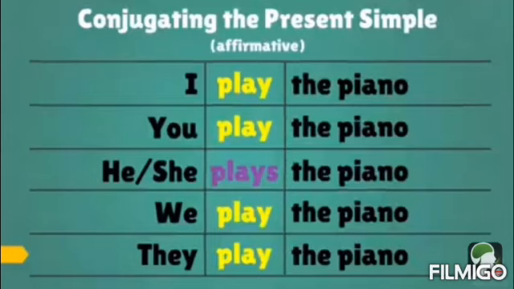Now let's take a look at this table. Wrap it up in this table. I play the piano, you play the piano. He plays the piano, she plays the piano. We play the piano, they play the piano. Conjugating the simple sentences. Now rejoining the sentences over here, we have done this example.